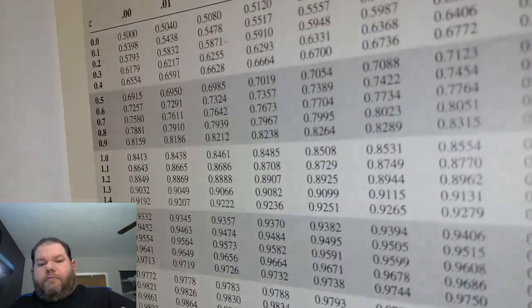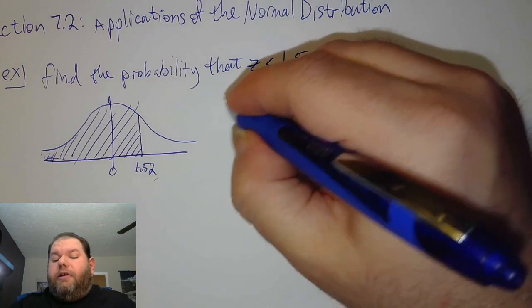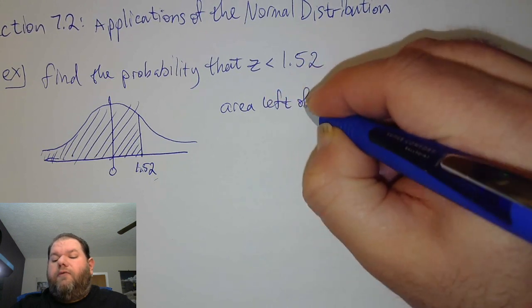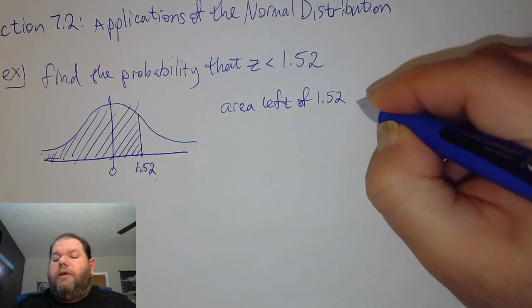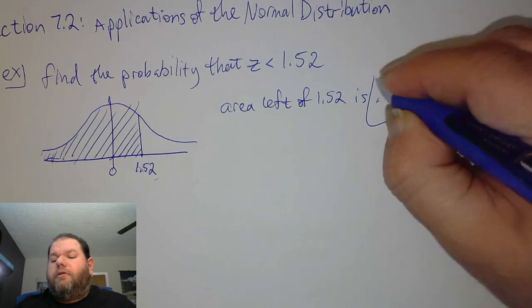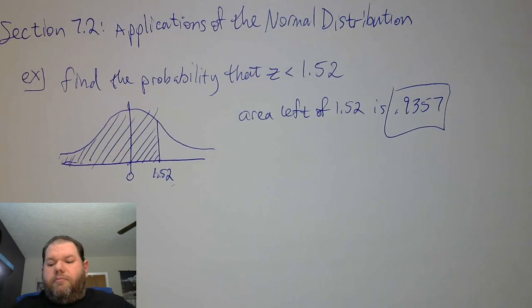Okay. And so we'll say area left of 1.52 is 0.9357. Okay. And so that's our probability, between 93 and 94% probability that z will be less than 1.52. Okay, that's how we do that with the table in the back of the book.